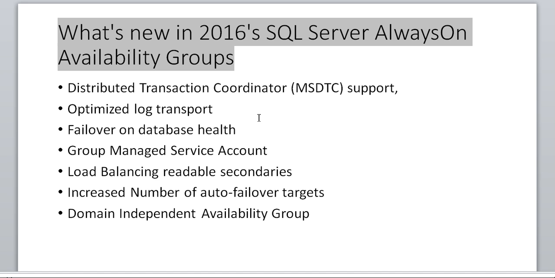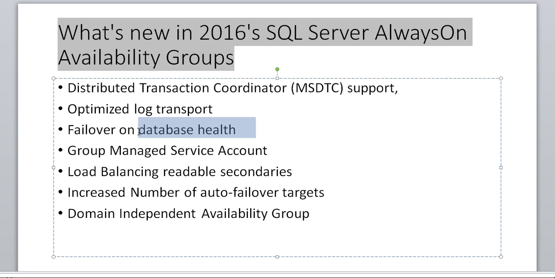Here I have discussed what are the new things added in 2016 AG. The first thing is the distributed transaction coordinator, MSDTC. Second, optimized log transport. Third, the failover on database health. This is very helpful. I'm explaining a bit here. So basically, what is this feature, failover on database health.